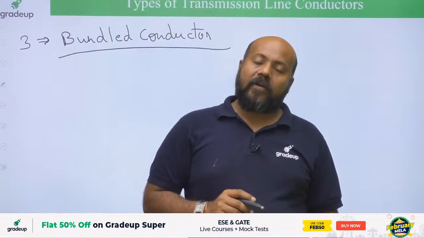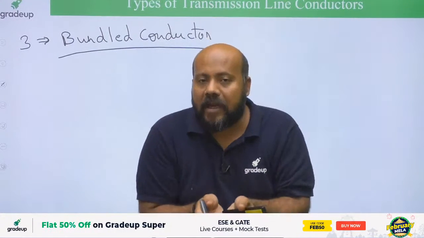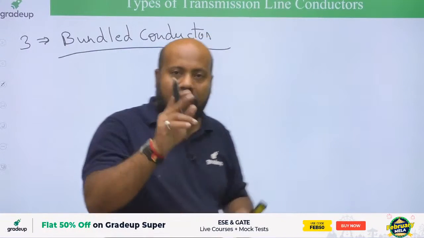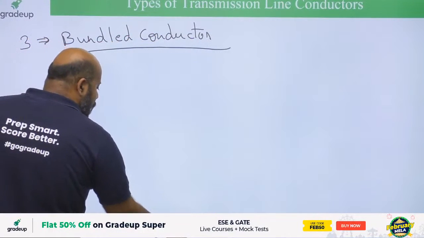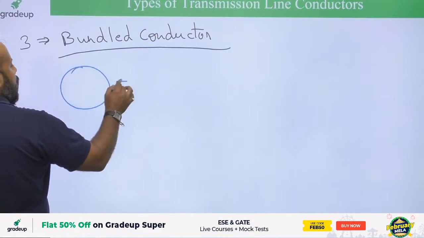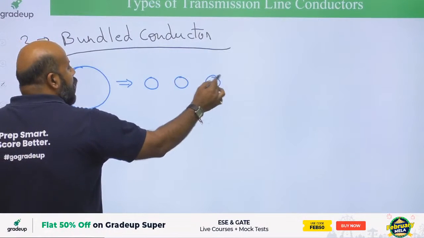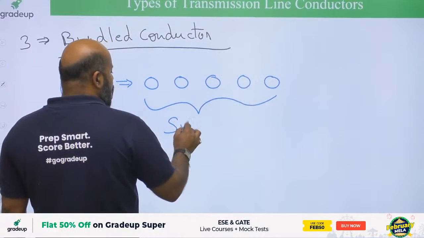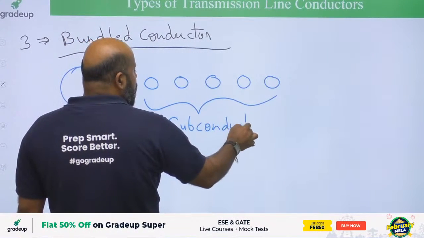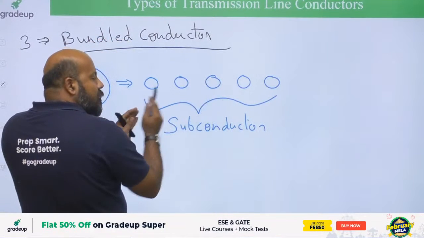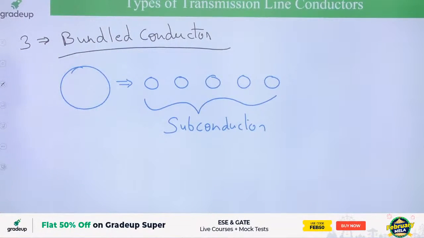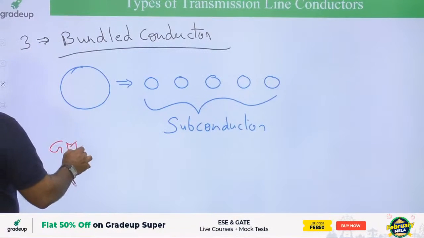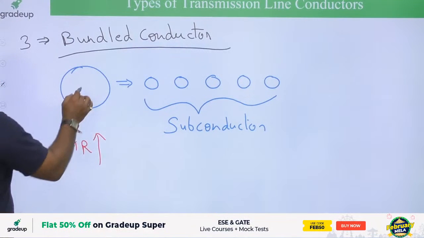If you want to reduce the corona phenomenon, then you have to reduce the electric field stress at the surface of the conductor. How are you going to reduce it? Please listen very properly. One single conductor we divide into a number of smaller size subconductors, and we give them some spacing. What is the purpose? The purpose is that we want to increase the GMR.